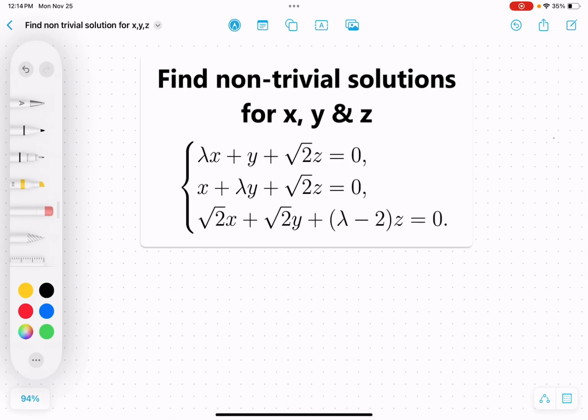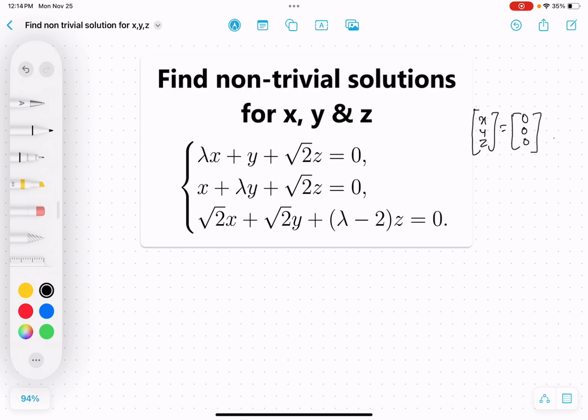Find non-trivial solutions for x, y, and z. So we have a bunch of equations, basically three equations in three variables. Lambda is some constant, but that's also unknown. If you don't know what trivial and non-trivial mean, trivial basically means the simplest solution, x, y, z being equal to 0, 0, 0.